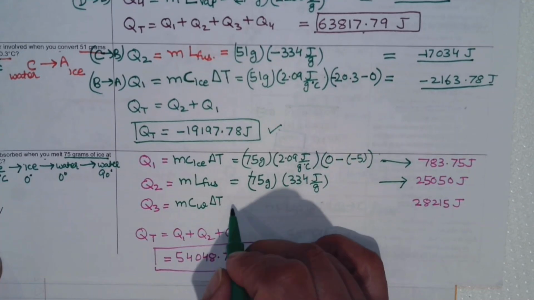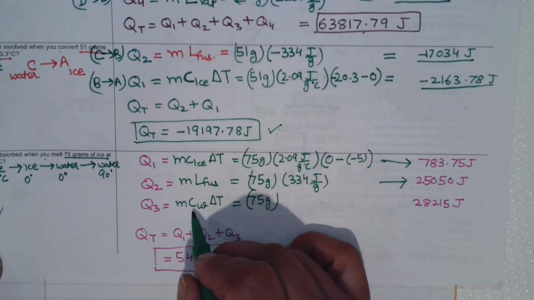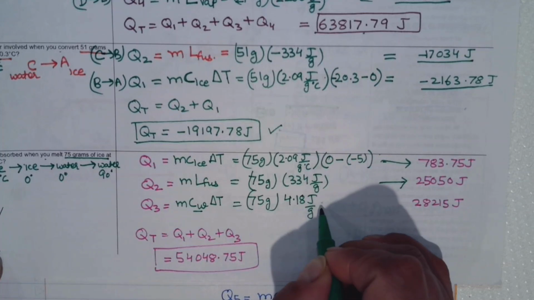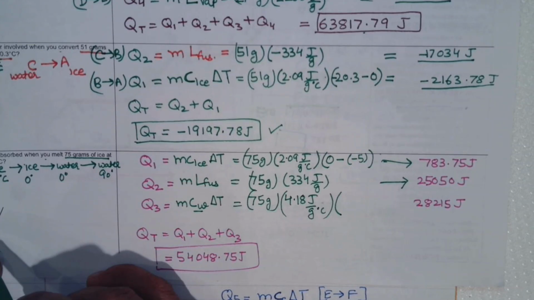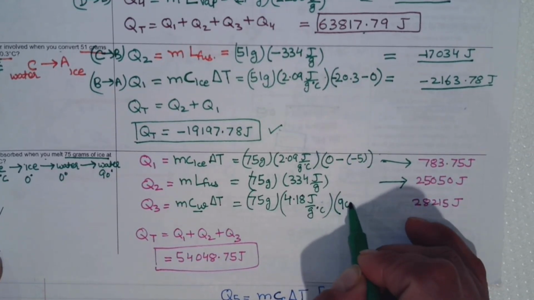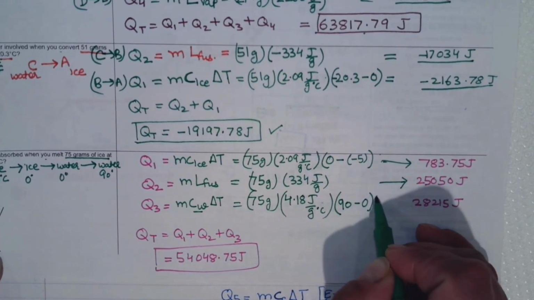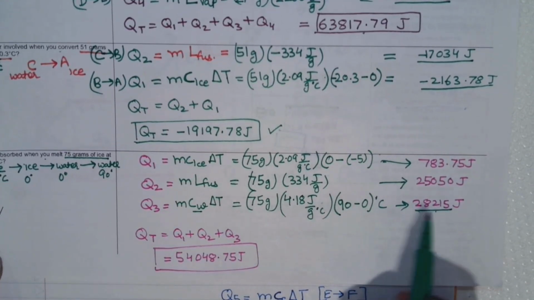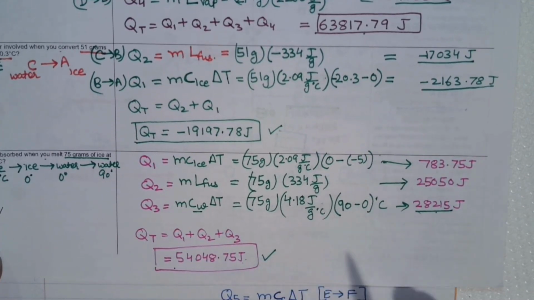Then Q3, MCΔT again. So 75 grams. C of water is 4.18. Now delta T would be, the final temperature is 90 and the initial temperature is 0, right? And when you solve this, you get this, and then you add up all the individual amounts of heat and you get the total amount of heat absorbed.